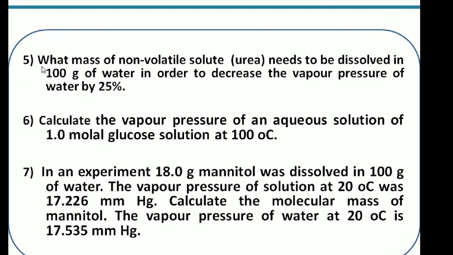Dear students, the next problem on the lowering of vapor pressure concept is: what mass of non-volatile solute needs to be dissolved in 100 grams of water in order to decrease the vapor pressure of the water by 25%. In the given problem, the non-volatile solute is urea whose mass should be found, and the mass of the water is given as 100 grams. When we dissolve the urea in water, its vapor pressure is reduced by 25%. So now we can see another easy problem on the lowering of vapor pressure concept.